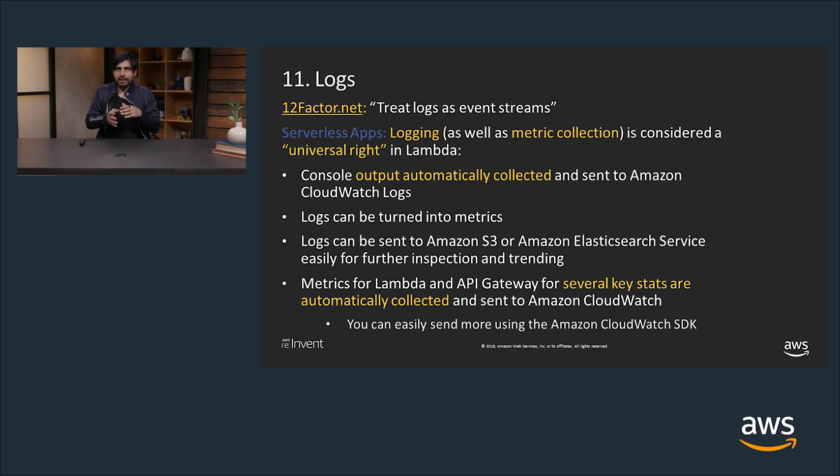Metrics for Lambda and API Gateway for several key stats are automatically collected and sent to CloudWatch. So just going into CloudWatch, once you've deployed an application, you can go straight to CloudWatch and find that you've already got a number of logs of all sorts of events and output. So say your code errors out, that will automatically be logged. And so this really helps throughout the different stages of building your application, really, again, get more visibility into what's going on.